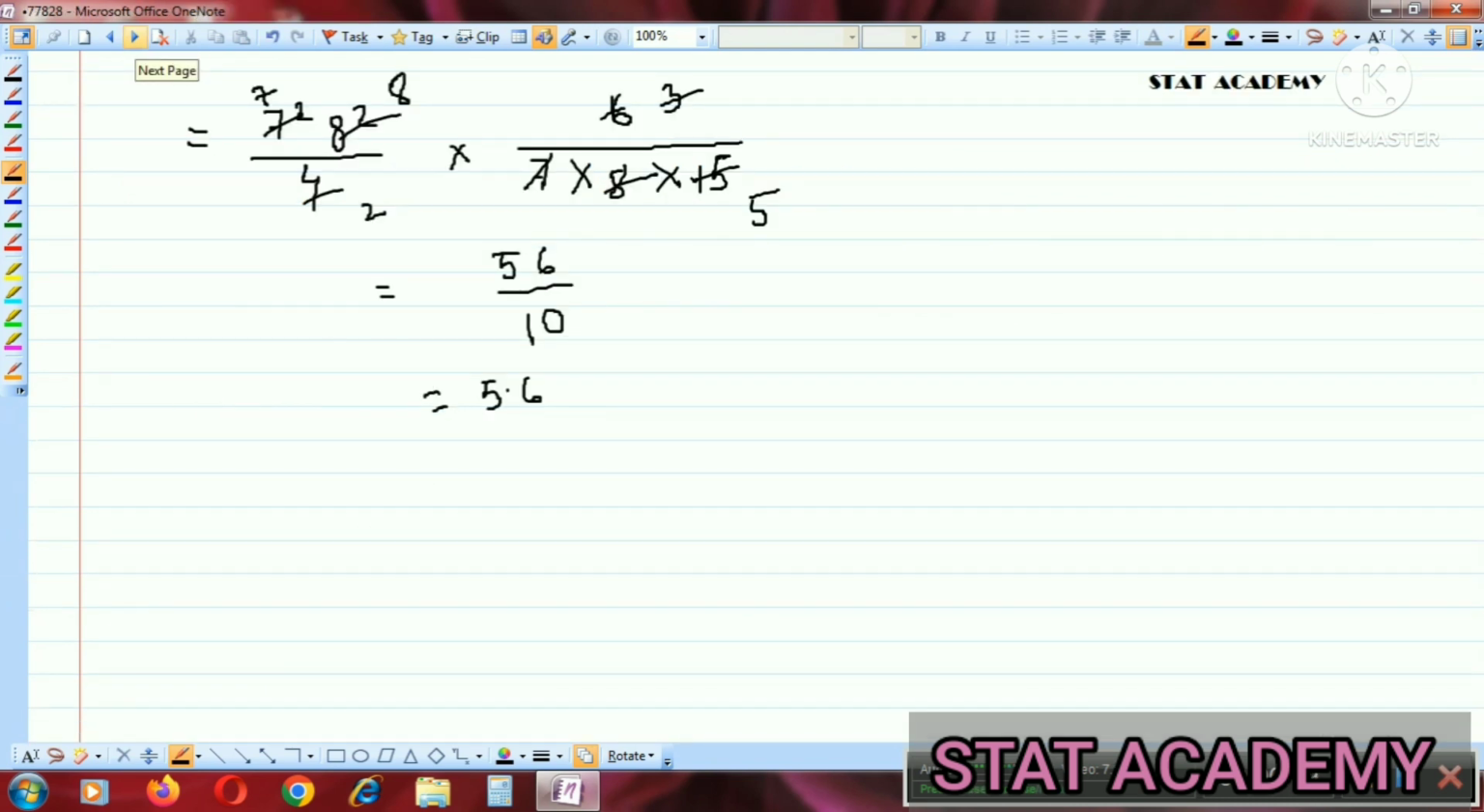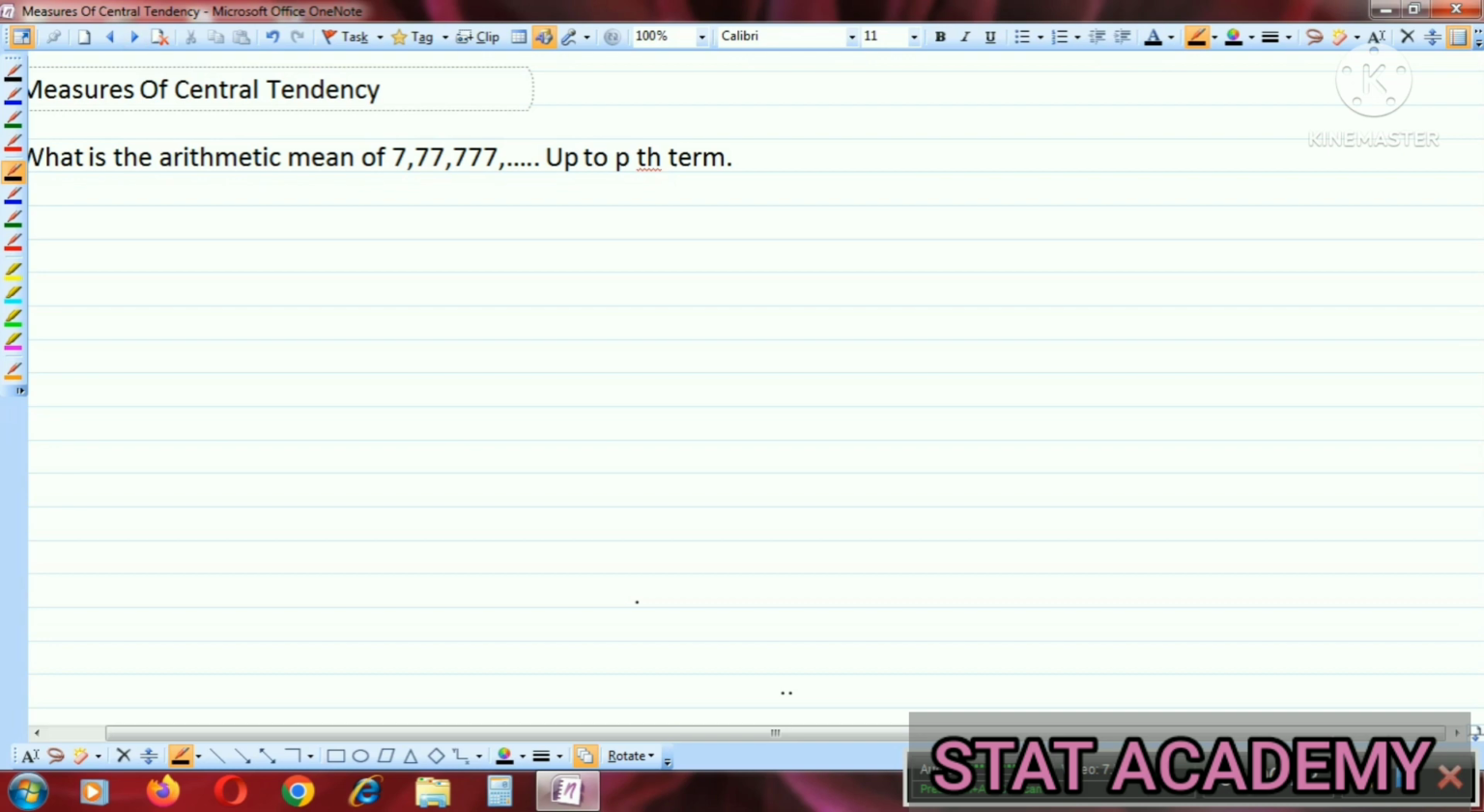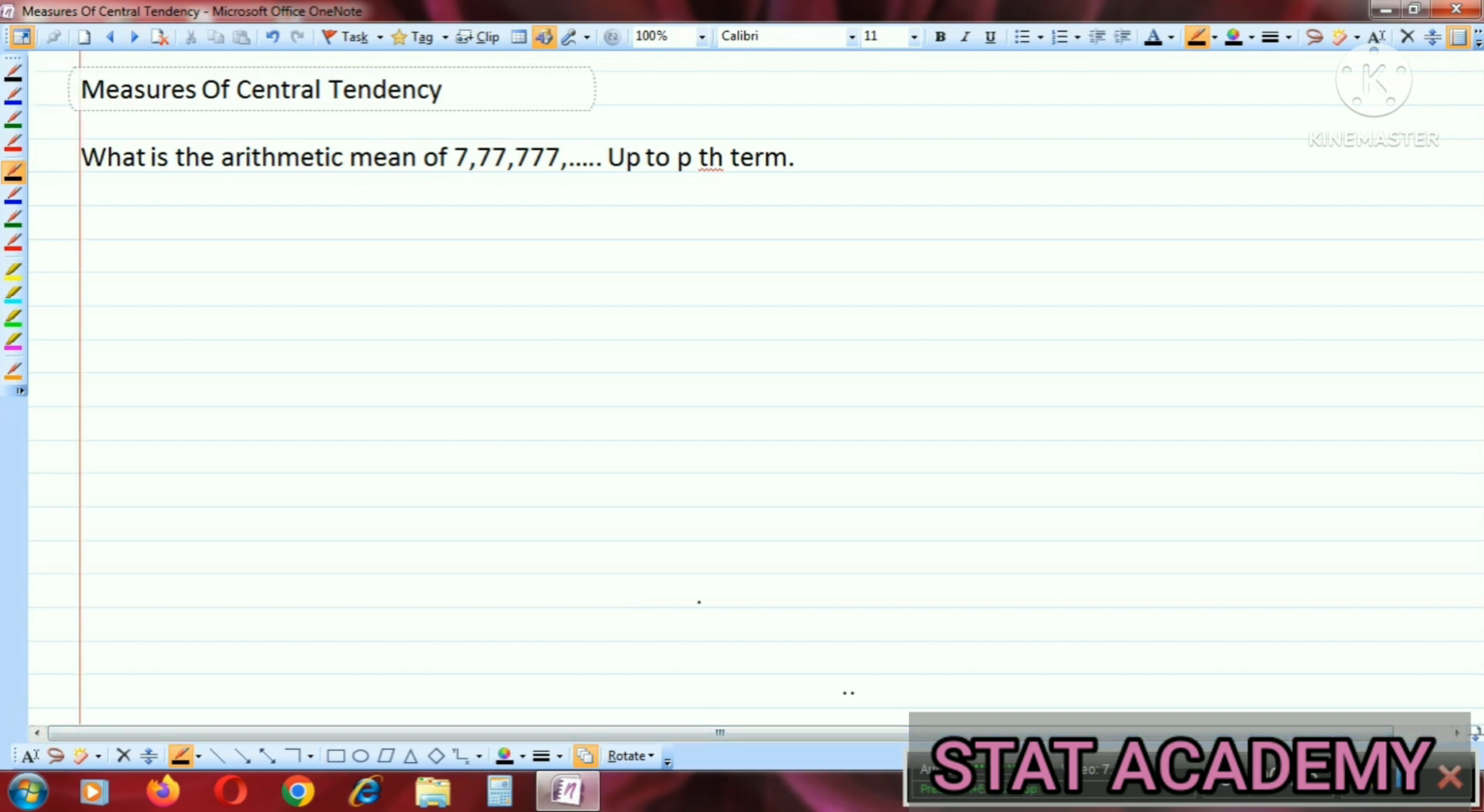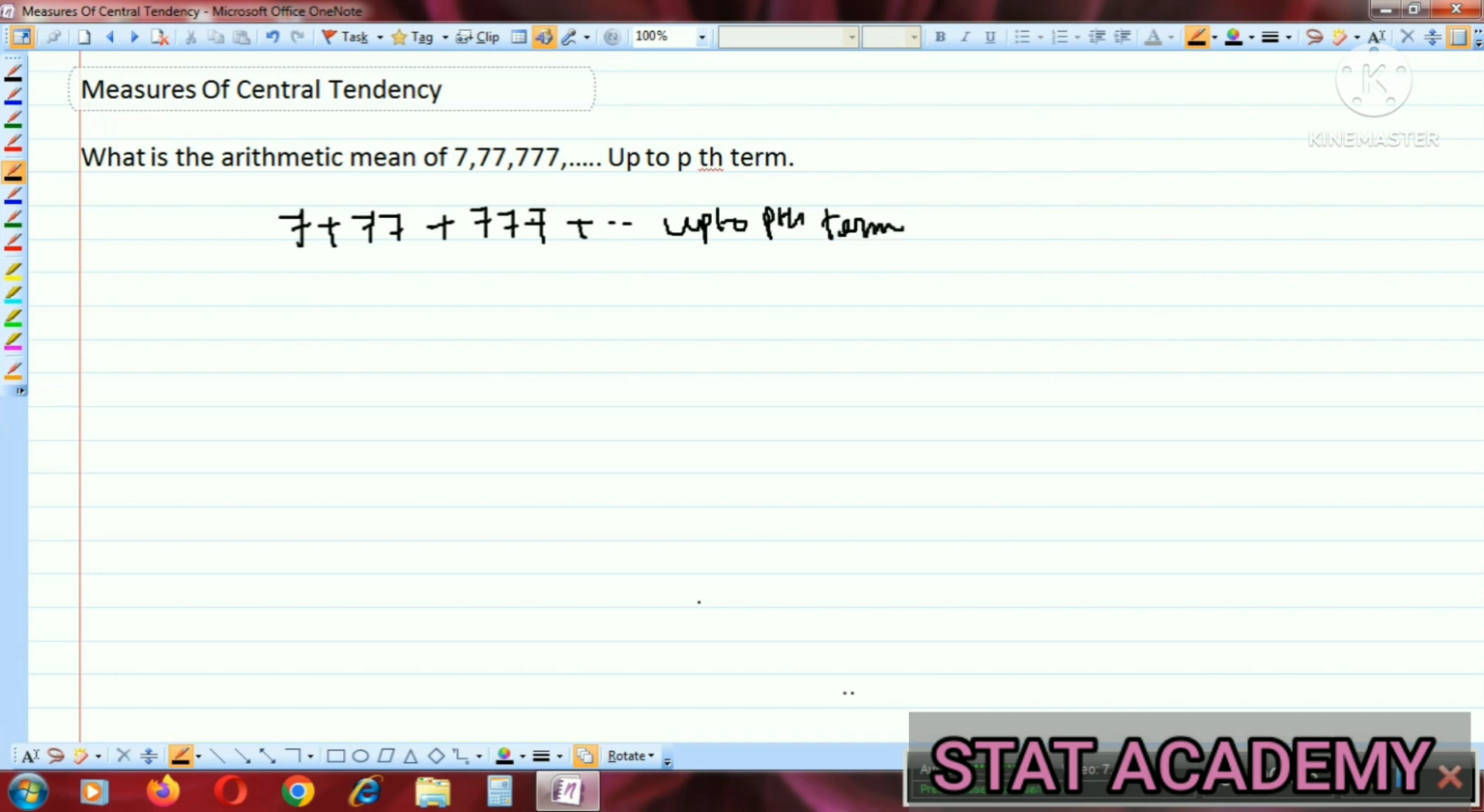Now moving on to our next problem. The statement of the problem is, what is the arithmetic mean of 7, 77, 777, 7777 up to the pth term? So the mean of this series is (7 plus 77 plus 777 plus dot dot up to pth term) divided by the total number of terms, that means p.